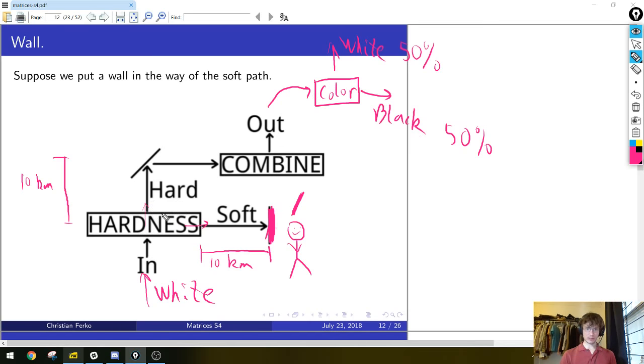So there's something very spooky going on here. It seems that somehow the electrons exiting the top of the hardness box, these hard electrons, somehow know, even if it's many kilometers away, whether there's a wall or a mirror here. Because if there's a wall here, these electrons somehow decide to be 50% white and 50% black. And if there's a mirror here and you recombine the streams, these electrons know somehow to be 100% white. This is complete nonsense.